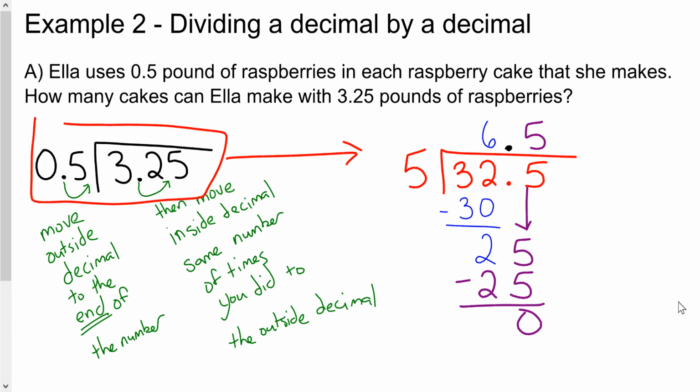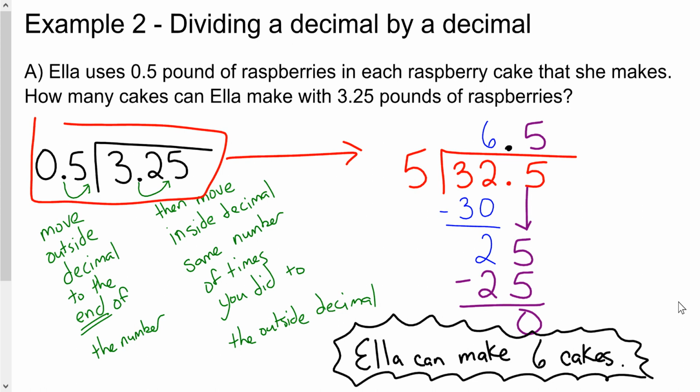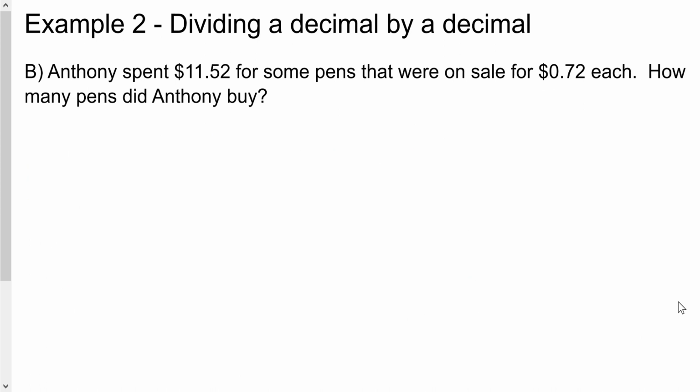Now, let's get back to the problem though. How many cakes can Ella make with 3.25 pounds of raspberries? It says 6.5 is the answer. I don't think she's really wanting to make half a cake. So just take the whole number, 6. Ella can make 6 cakes. If she gets more raspberries, she can make a 7th. But until then, can't make the 7th cake.